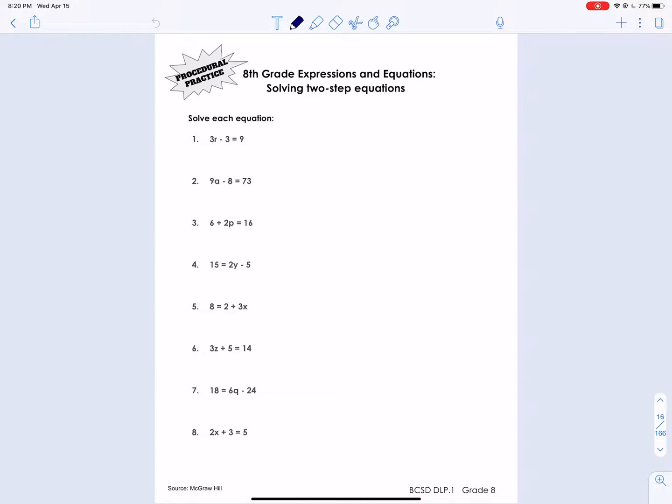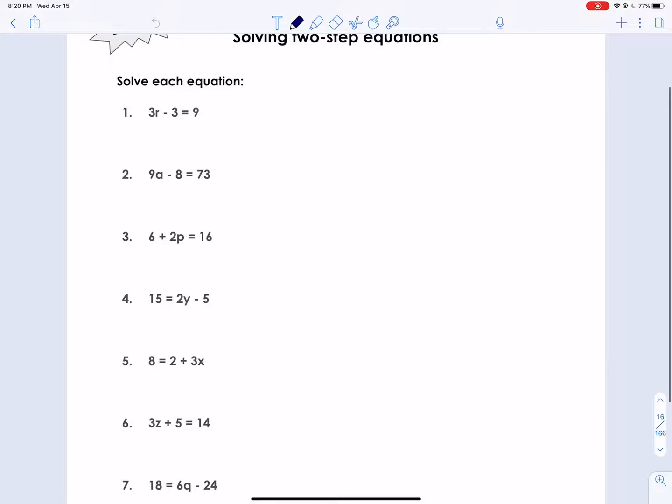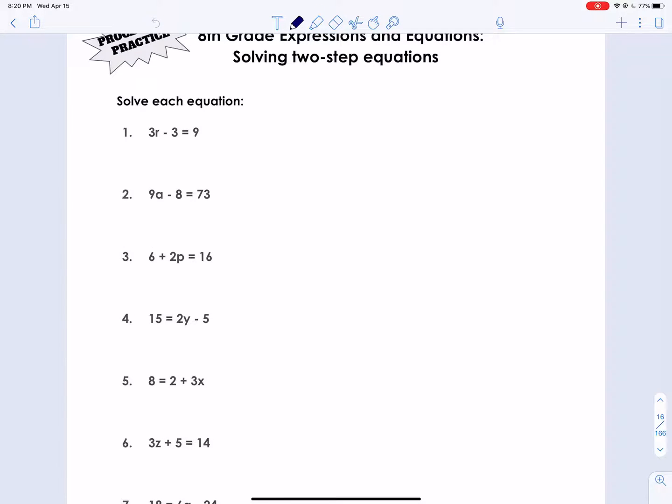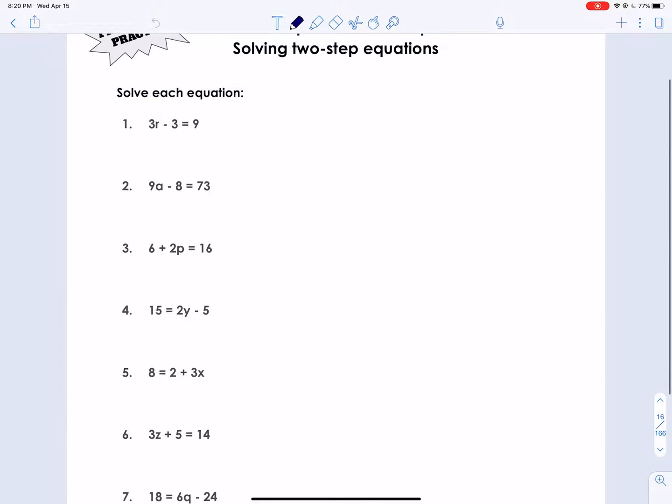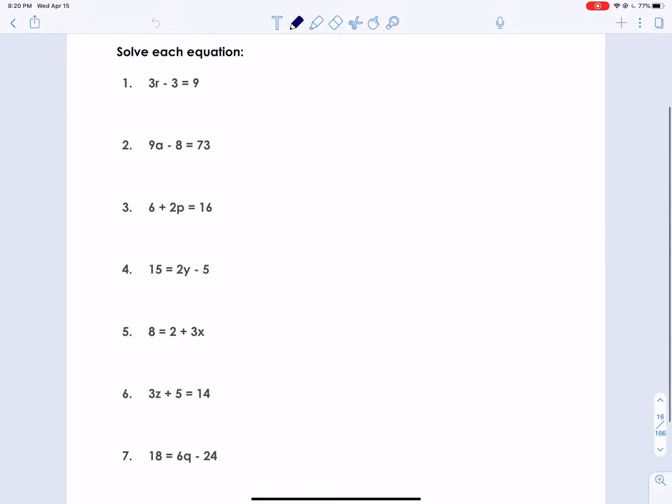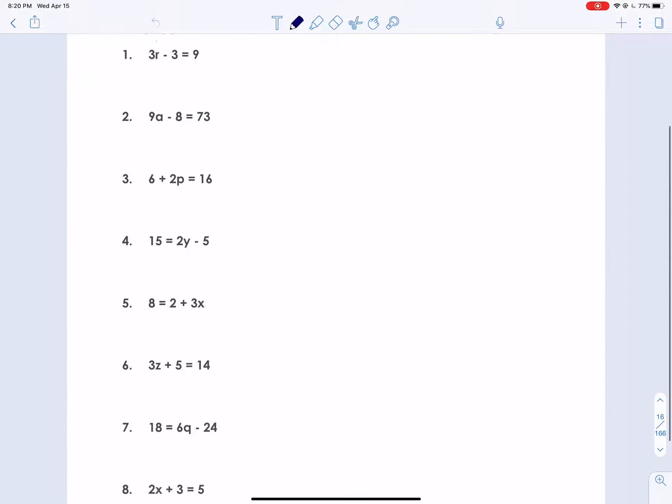Okay, so let's go ahead and get started. So the first thing is solving two-step equations. I'm not going to spend a lot of time on this because, again, we did this in class. We did a lot of this. We're just solving for the variable, one variable, no distributive property, just an addition or subtraction followed by a division.